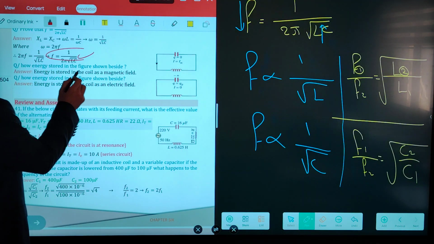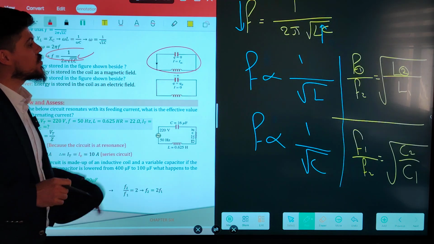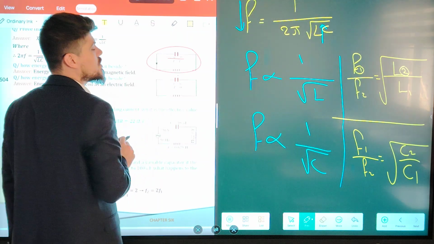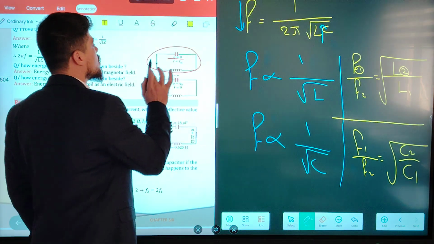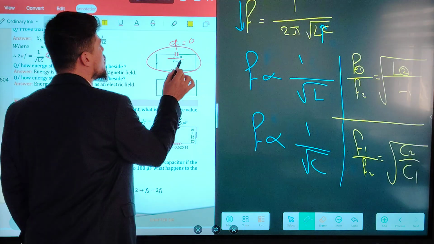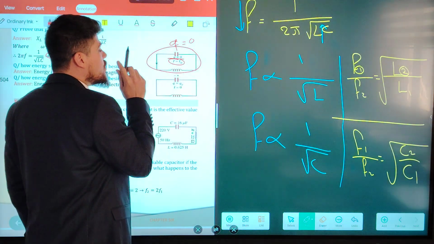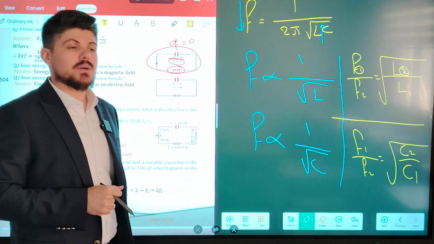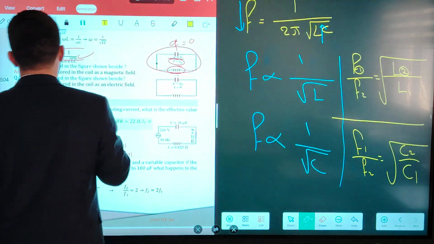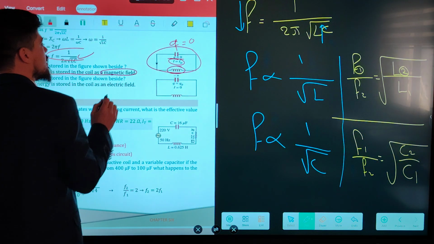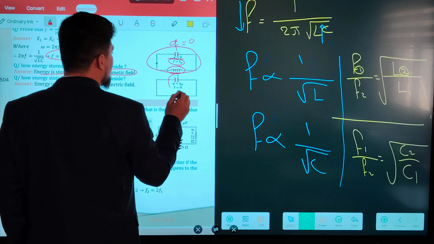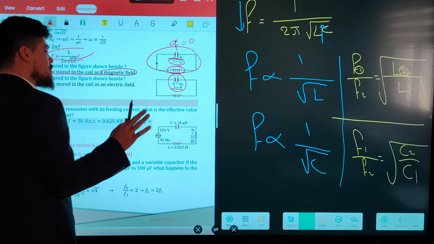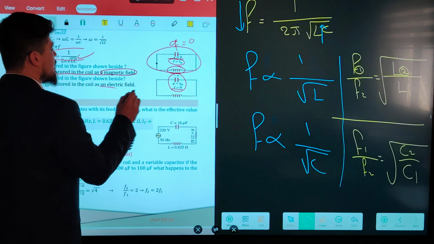Okay? How is energy stored in the figure shown beside? Very good question. Be careful, guys. If you see the figure, we don't have charge in the capacitor. Charge is 0. When charge is 0, current reaches maximum value. When the current reaches maximum value, the energy is stored in the inductance, in the coil, as a magnetic field. But when the capacitor becomes charged and reaches maximum value, current reaches 0, magnetic field reaches 0, and energy is stored in the capacitor as an electric field.